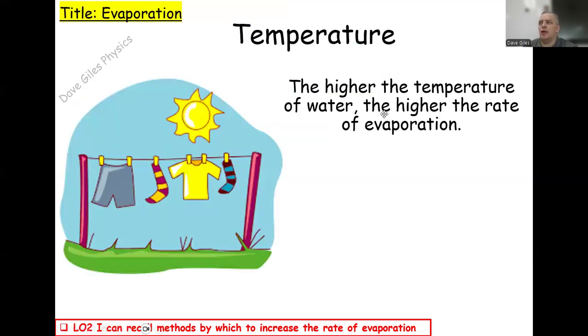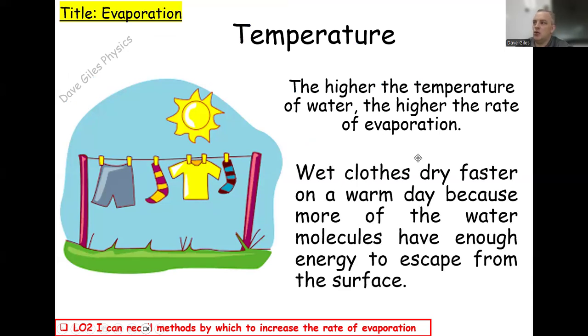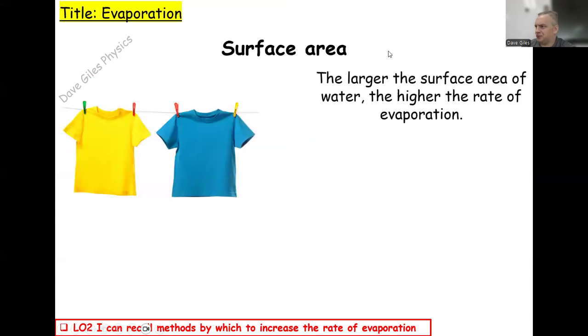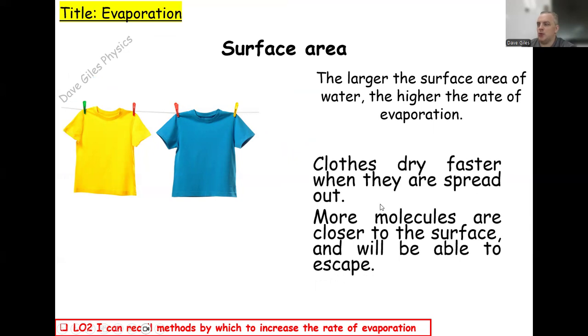The higher the temperature of the water, the higher the rate of evaporation. So wet clothes dry faster on a warm day because more of the water molecules have enough energy to escape from the surface. Likewise, if we keep our clothes out, the larger the surface area of the water, the higher the rate of evaporation. So clothes dry faster when you spread them out. More molecules are closer to the surface and will be able to escape. You could try it yourself by putting your clothes out on a line, put one out quite spread out like this, and maybe have another one sort of all crumpled together. The one crumpled together is less likely to dry.